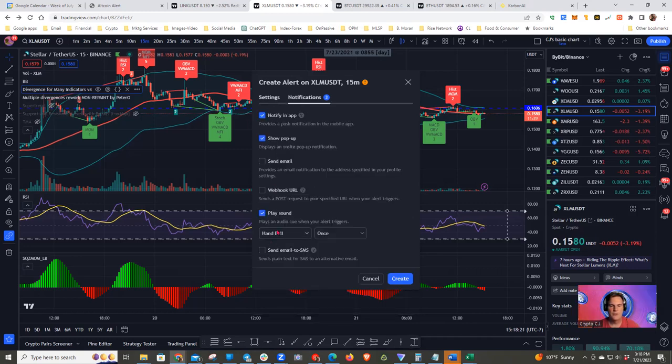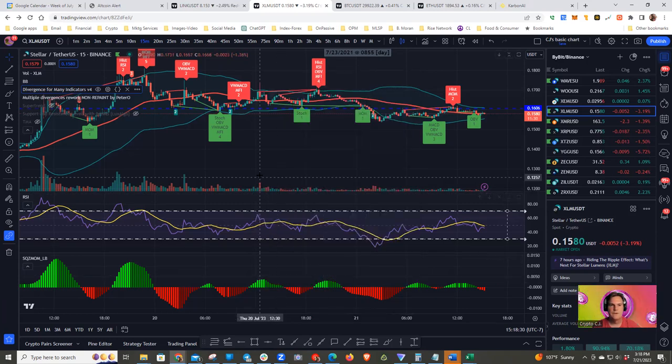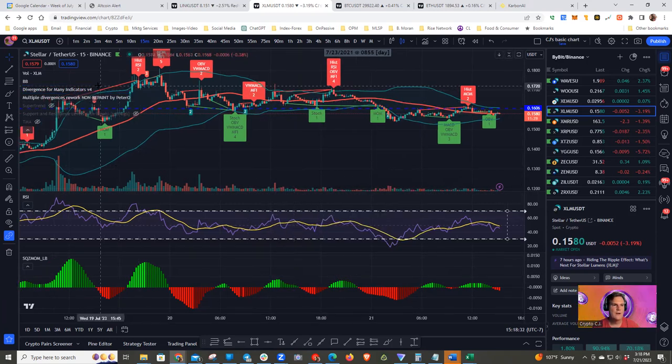Set up the way I like. I'll go with the handbell and click create. And you're good to go. I already have this alert set, so I'm not going to set it. I did this one this morning, so I don't need it to go right now.